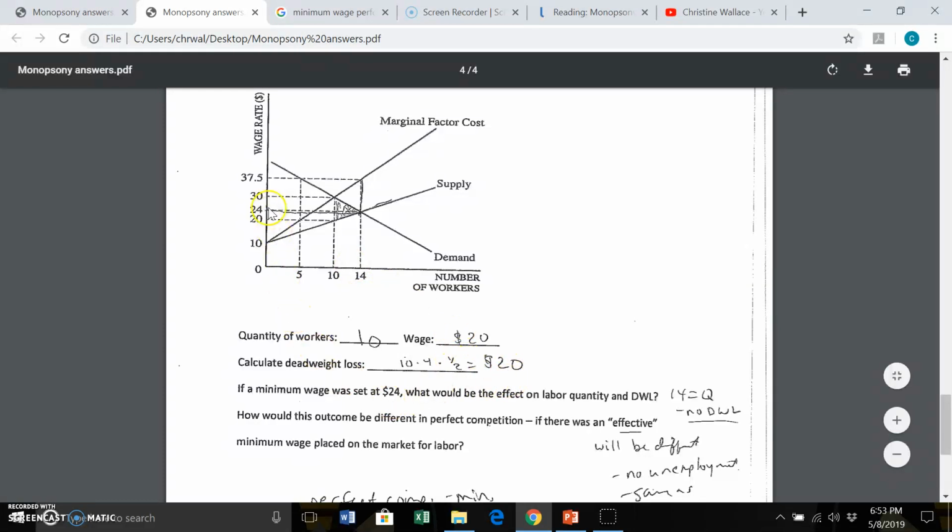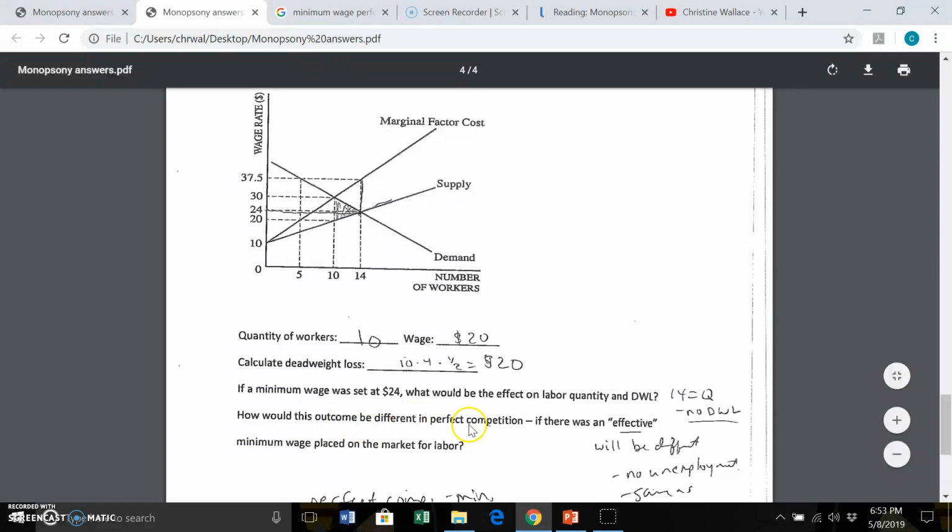If the minimum wage was set here at 24, what would be the effect on labor quantity and deadweight loss? Okay, well, the labor quantity would be the same as the perfectly competitive or allocatively efficient quantity, which would be 14 workers, and there'd be no deadweight loss because you'd be allocatively efficient.